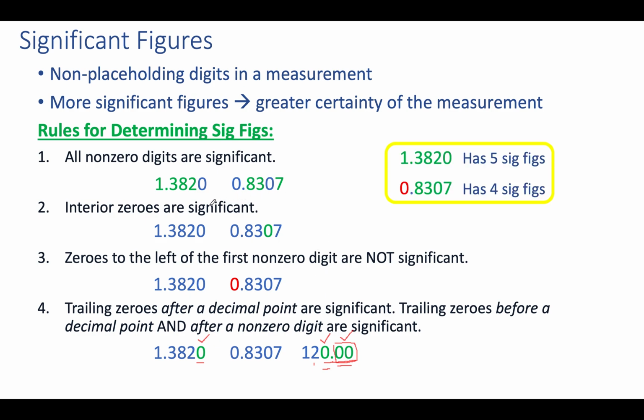So if we look at our two numbers that we have been using as examples this whole time, we know that 1.3820 has 5 significant figures. 4 of them are non-zero digits, and one of them is a trailing 0 after the decimal point. For our second number, 0.8307, we have 4 significant figures. We have the 3 non-zeros, we have an interior 0, but this 0 up at the front is not significant, so only these 4 are significant digits.